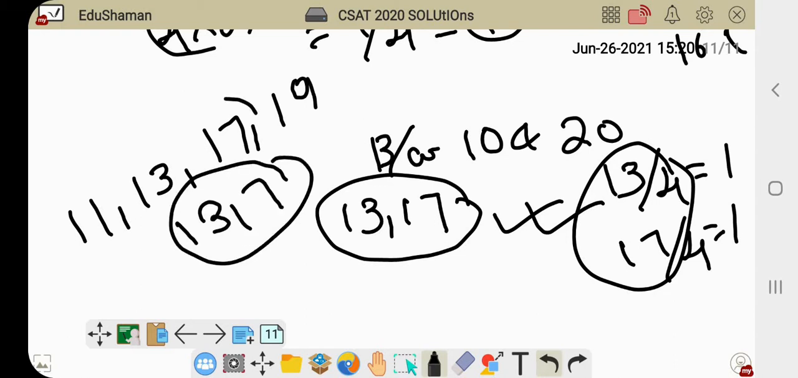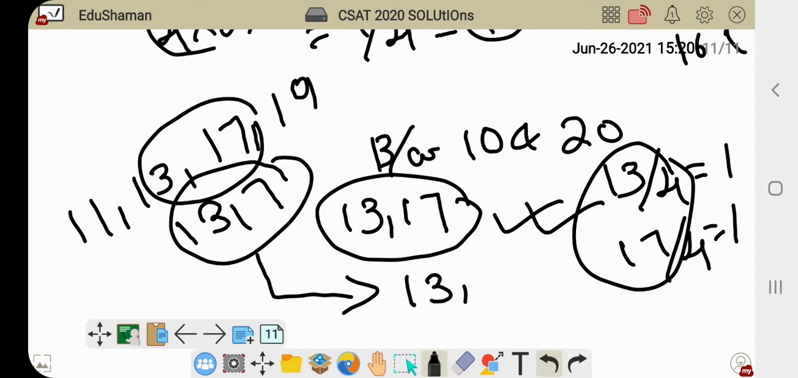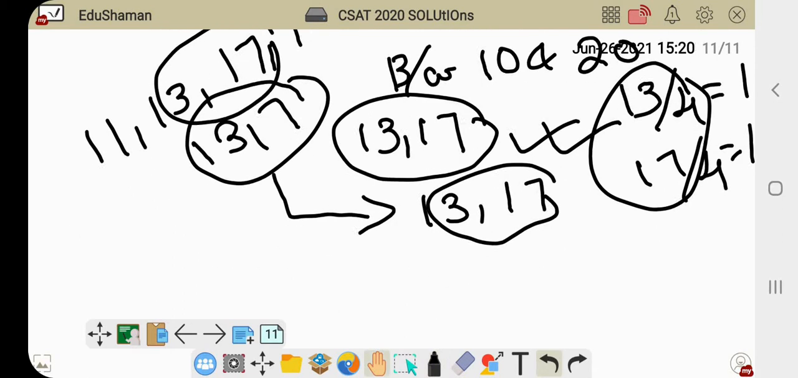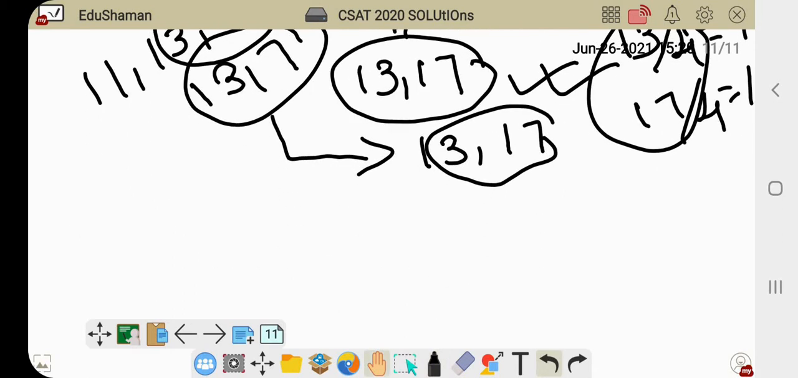But neither of which gives us a unique number. It doesn't tell us whether n is 13 or n is 17. So S1 and S2 alone are not sufficient to answer this question. So, sorry, S1 and S2 together are not sufficient to answer the question. That is, option D is the right answer.